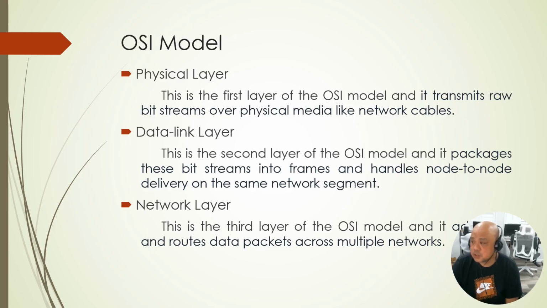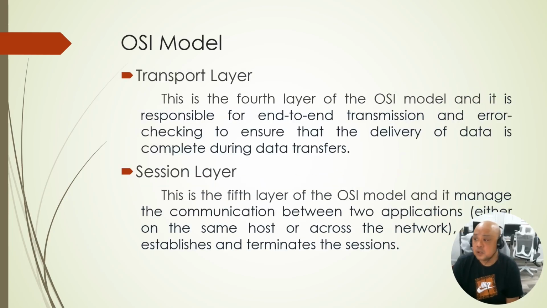The network layer is the third layer of the OSI model. It handles routing, IP addressing, and forwarding data packets between devices across different networks. It ensures data reaches the correct destination. The transport layer is the fourth layer of the OSI model. It ensures reliable data delivery between devices, manages flow control, error detection, and retransmission using protocols like TCP and UDP.